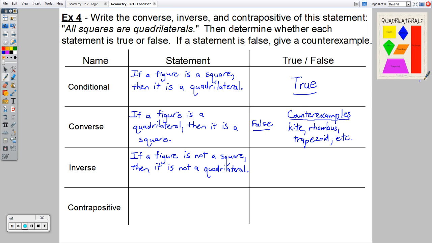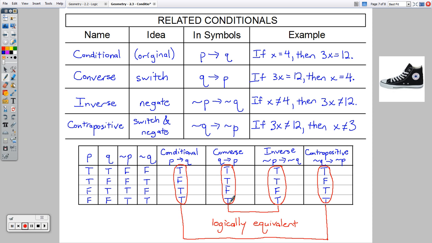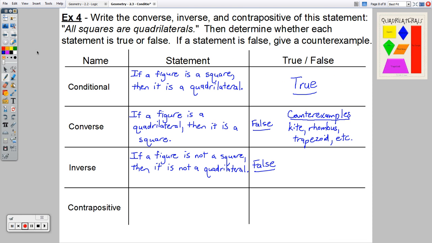Well, I've got some shapes there that are not squares but are quadrilaterals, so that would also be a false statement. And notice that these were logically equivalent, so you should get the same answer. Remember from our truth table back here that converse and inverse are logically equivalent. So we should expect to get false if this was false. So some counterexamples, we could say the same thing for counterexamples. I don't have to come up with new ones, they're already there. So let's draw a couple little arrows like that. So these are some valid counterexamples.